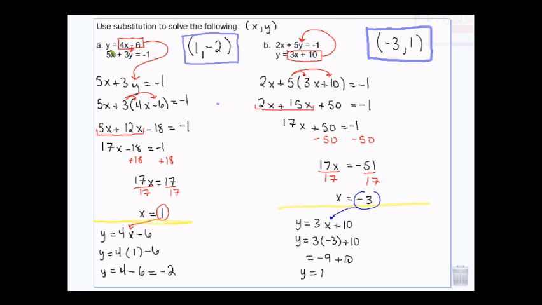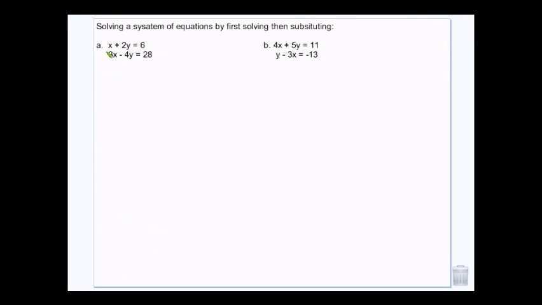Like the ones we've been doing, it was nice because we already had y equals. Sometimes they're not in that format. So what you want to do is look for the equation that you can most easily put into the format of x equals or y equals. In this case, it's going to be this one that we are going to adjust.